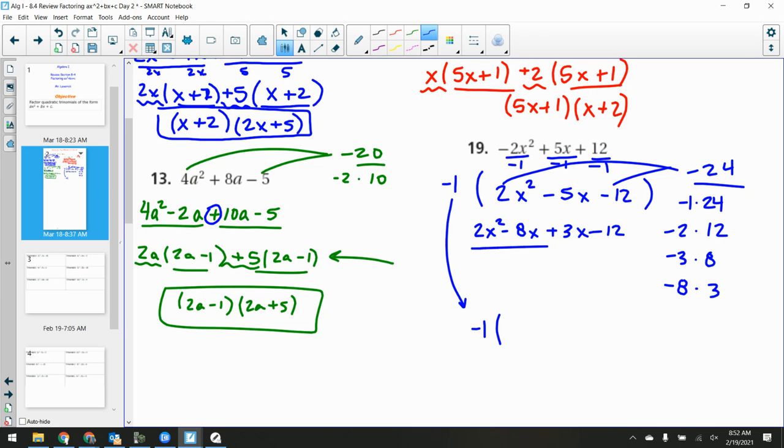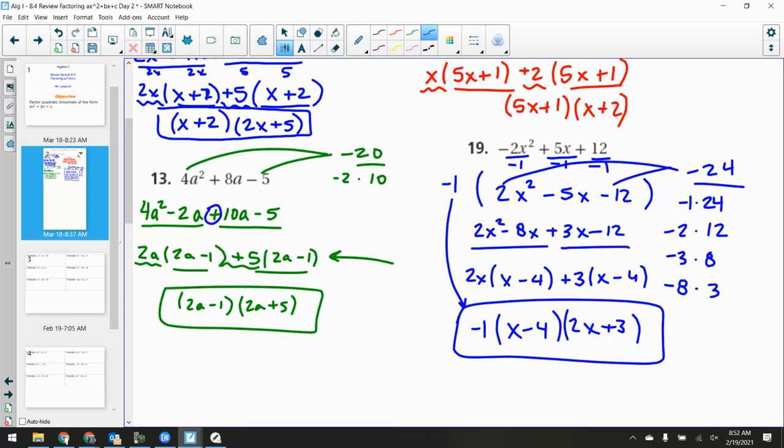All right. Underline first 2, underline last 2. My GCF in my first 2 terms is a 2x, leaving me with an x minus 4. My GCF in my last 2 is a 3, leaving me with an x minus 4. So it's negative 1, x minus 4, 2x plus 3. And there's my answer. Questions about that?